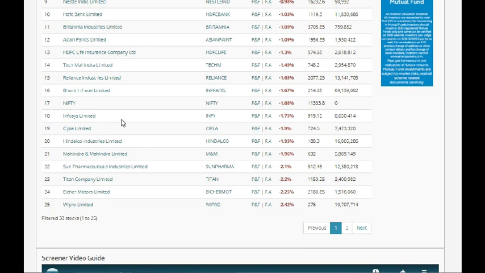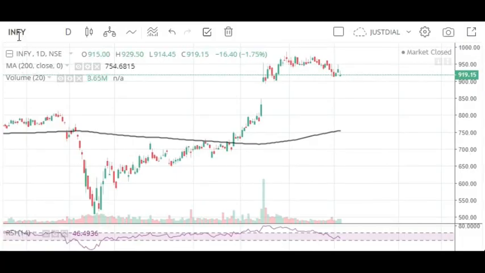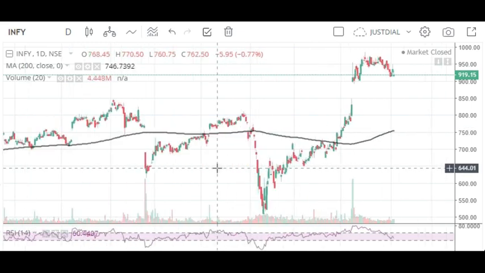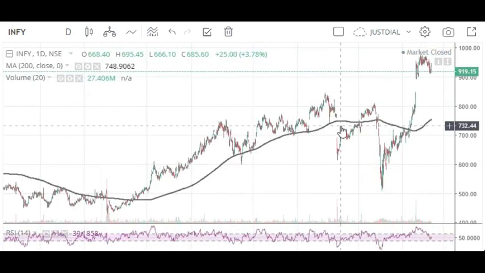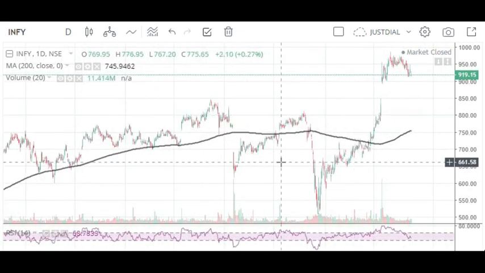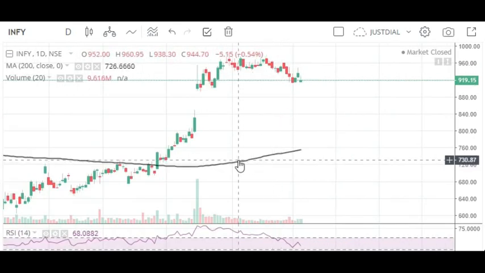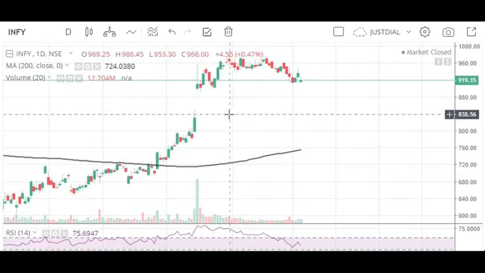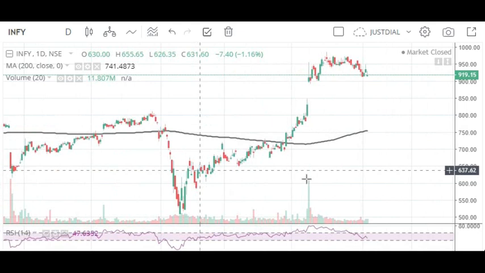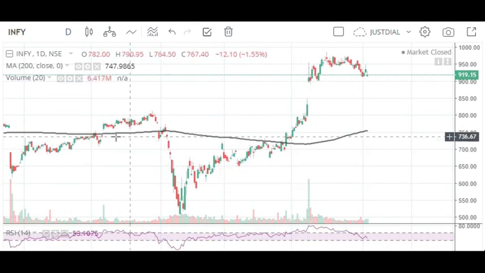See what it means when people say that a stock is trading above the 200-day moving average is that it means the stock is bullish. Let me explain why. Let's take Infosys as an example. We have Infosys here, and this is the 200-day moving average. This black line that you see going across the price action, that's the 200-day moving average. People say that you will find bulls above the 200-day moving average and bears below the 200-day moving average.